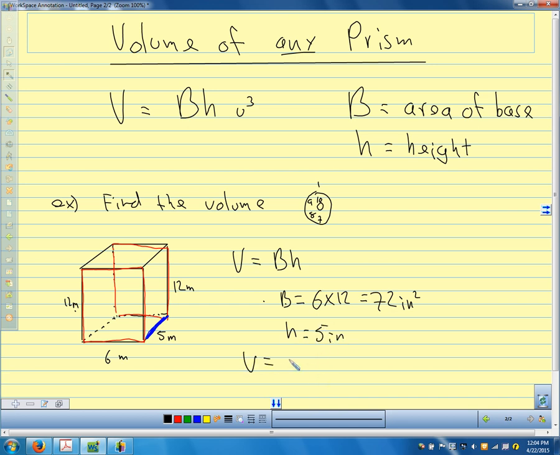So my volume is 72 times 5, which equals 360 meters cubed, cubic meters. So that's a nice easy one.